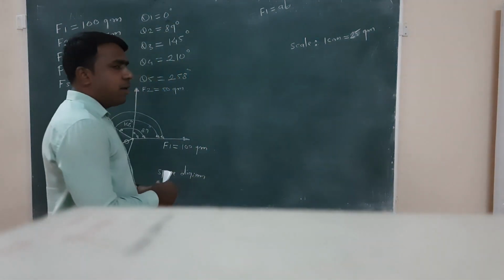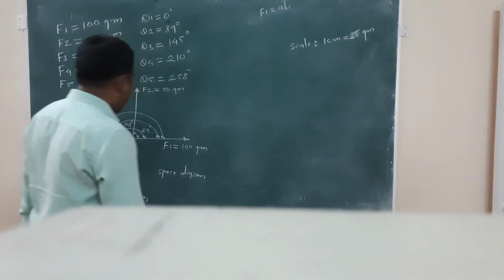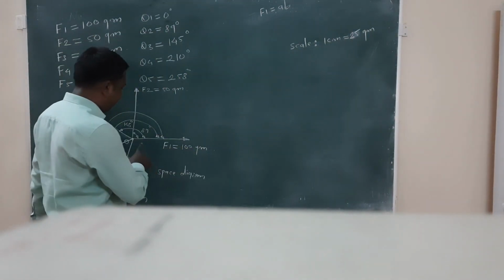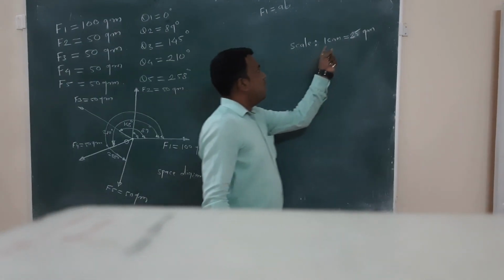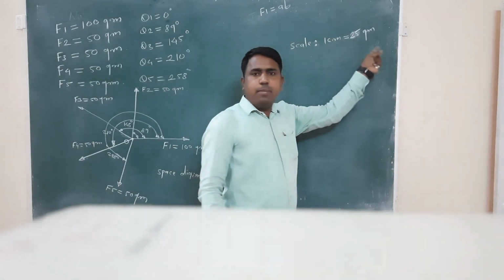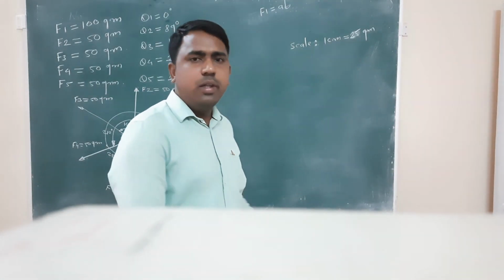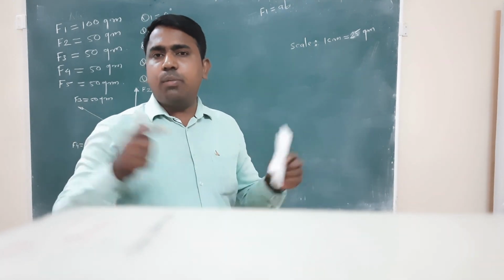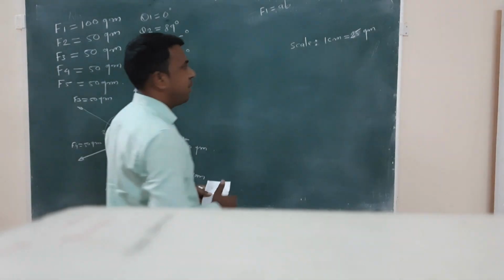So with this scale we have to plot the sides of the polygon. The first force F1 is given as 100 gram. So if the scale is 1 centimeter equal to 25 gram, then for the 100 gram force, the length of the side is 4 centimeters, because 1 centimeter is equal to 25 gram.